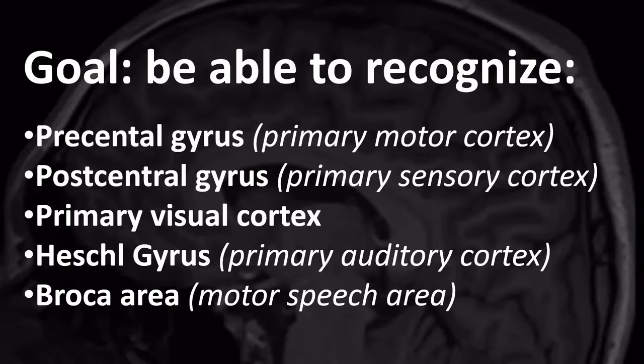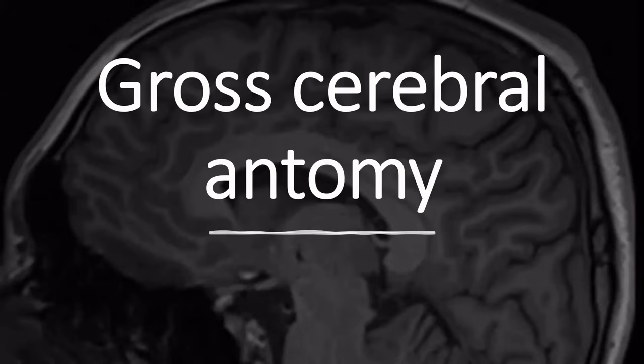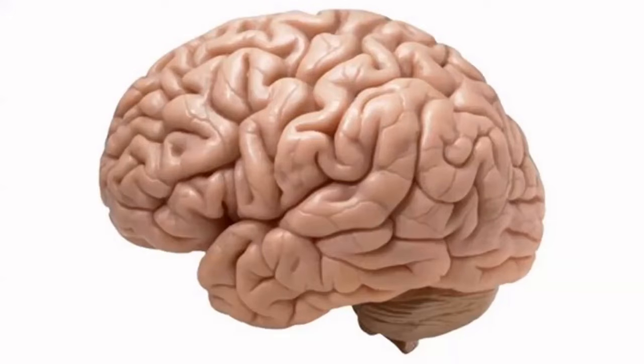The goal of this presentation is that at the end, you are able, without much difficulty, to recognize some of the most important functional anatomical regions in the brain, like the precentral gyrus containing the primary motor cortex, the postcentral gyrus containing the primary somatosensory cortex, primary visual and auditory cortices, and the Broca area. And I'll also mention the Wernicke area. But we'll talk about a lot more. These are just the most important ones. Let's get started with a discussion of gross cerebral anatomy before we jump to the radiological images.